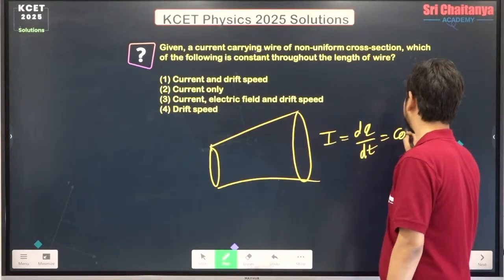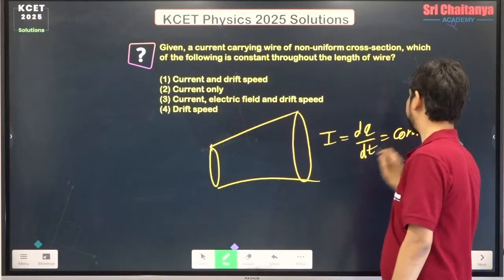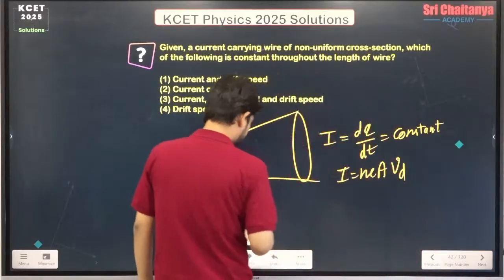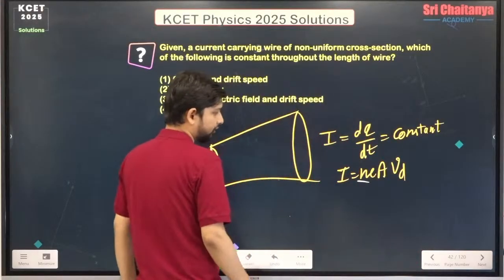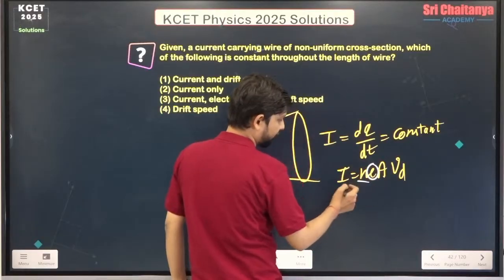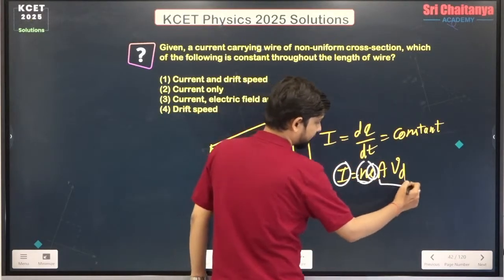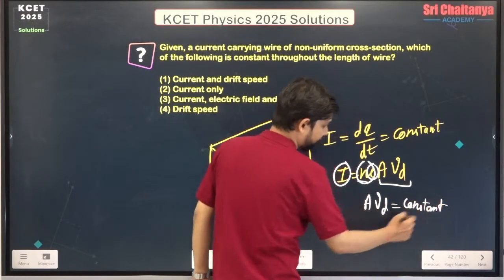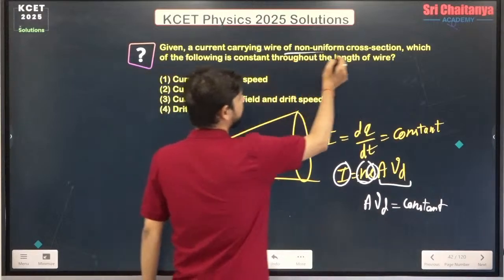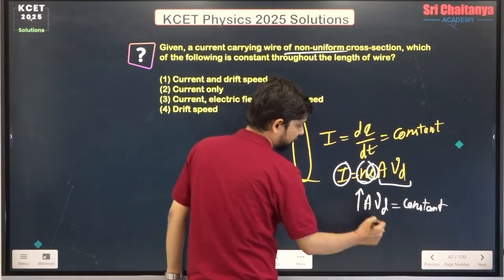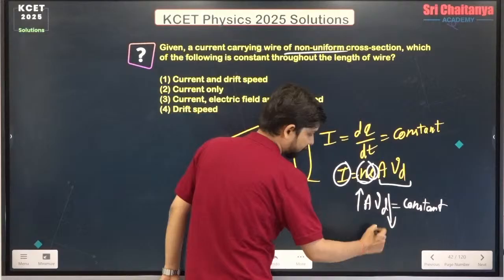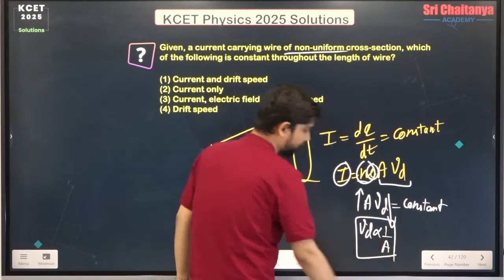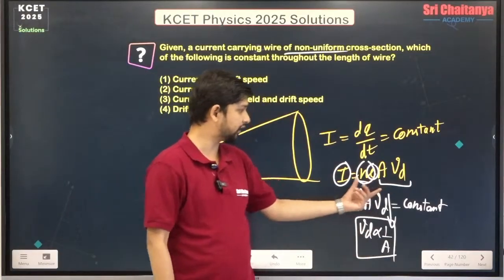It is going to be constant, and we know that current is equal to nAeVd. N is the number of electrons per unit volume, e is the charge of the electron. These two are not going to change, so A into Vd must be equal to a constant. The area is non-uniform. If area is increasing, Vd should decrease. Drift velocity is inversely proportional to area. So here the drift velocity will surely change.